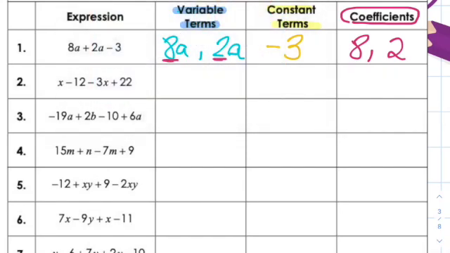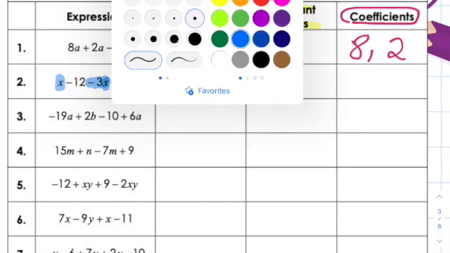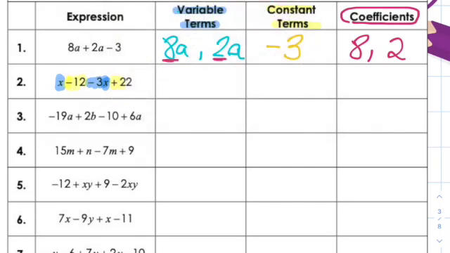Number 2, I'm going to have x minus 12 minus 3x plus 22. I have 4 different terms. Once again, my variable terms are going to be the ones with letters. So x is a letter, so x is a variable term. And the 3x, which includes this negative sign, is also a variable term. Notice that negative 12 and plus 22 don't have letters, therefore they are constant terms. I'm going to highlight them in yellow. So my variable terms are going to be x and negative 3x, while my constant terms are going to be negative 12 and plus 22, but I don't have to write the plus sign.